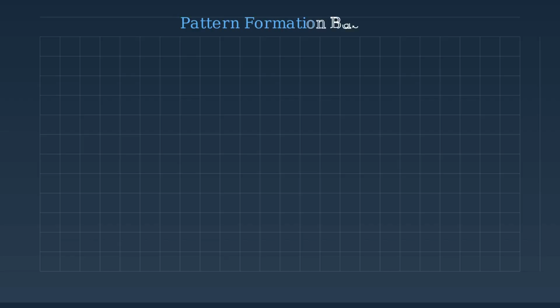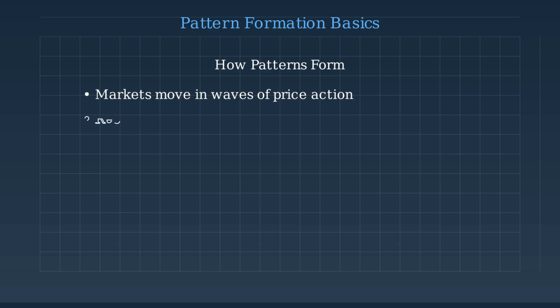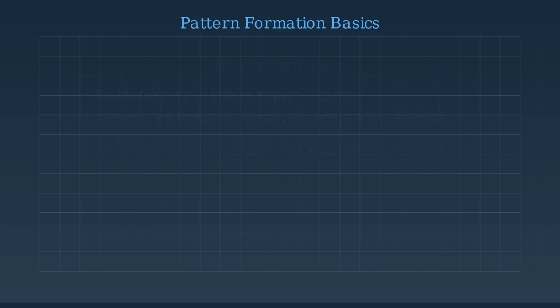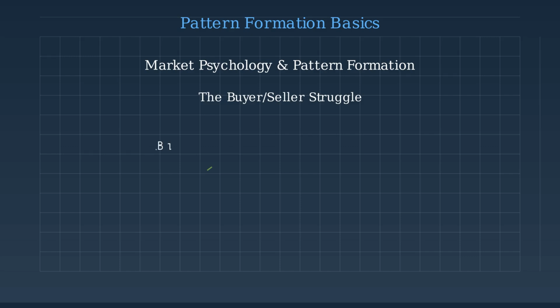Market patterns form naturally as prices fluctuate in response to buying and selling pressure. Patterns form as markets move in waves of price action, creating recognizable formations that reflect the collective psychology of market participants. Market patterns represent the ongoing struggle between buyers and sellers. When buyers dominate, prices rise. When sellers take control, prices fall.